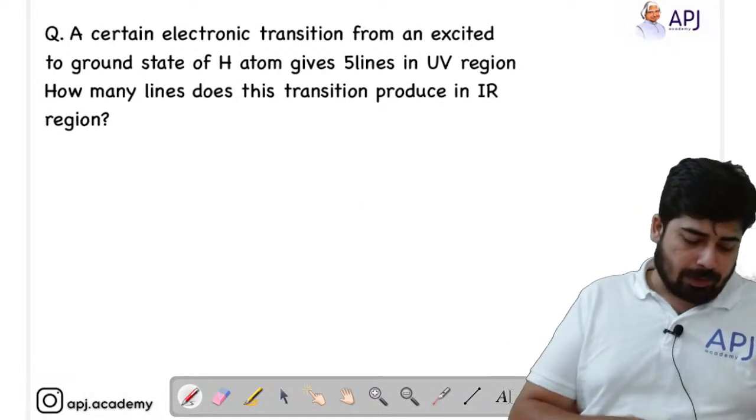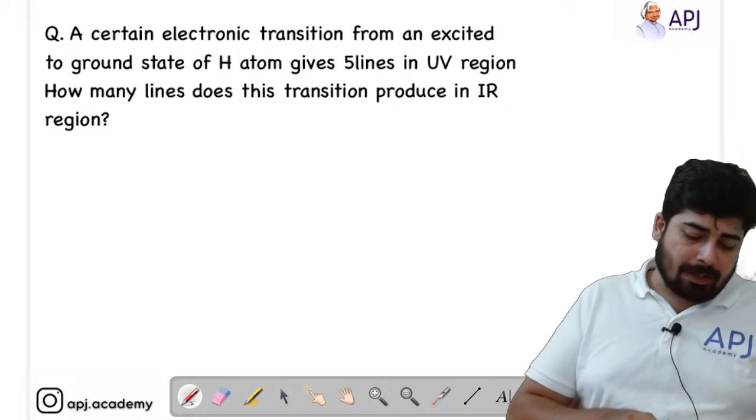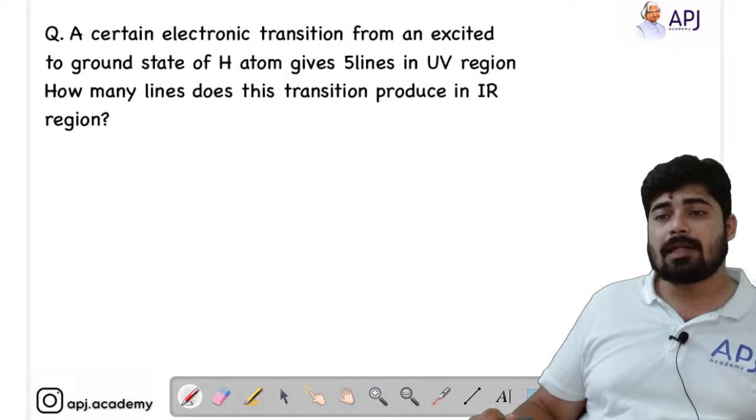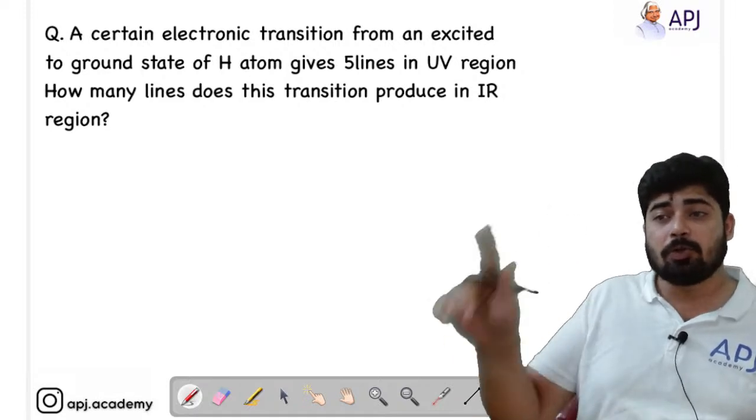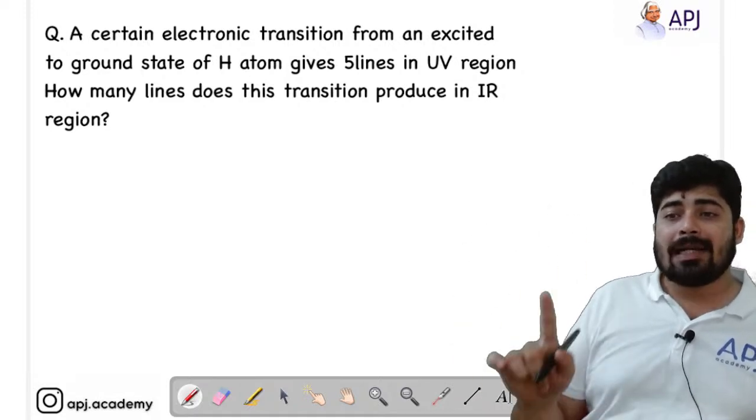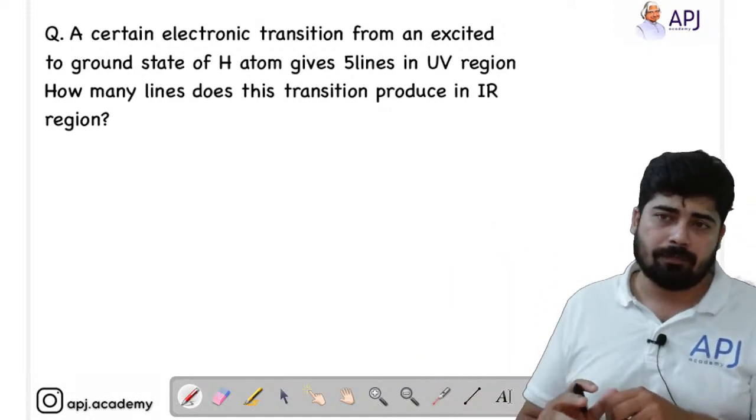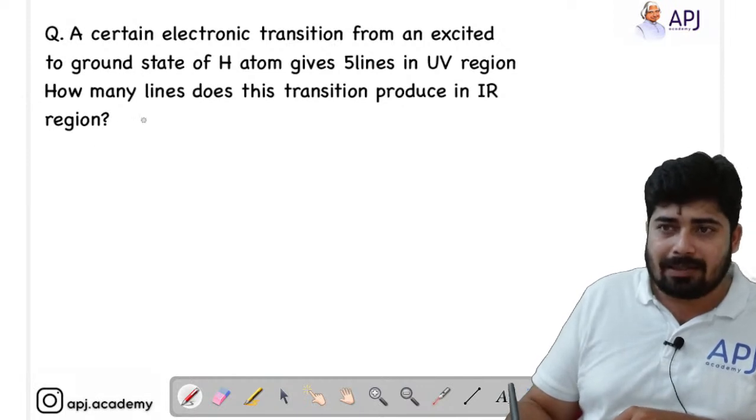Now see the next question. A certain electronic transition from an excited state to the ground state of the hydrogen atom gives 5 lines in the UV region. How many lines does this transition produce in the IR region? It's a very good question. First of all, you have to understand this.